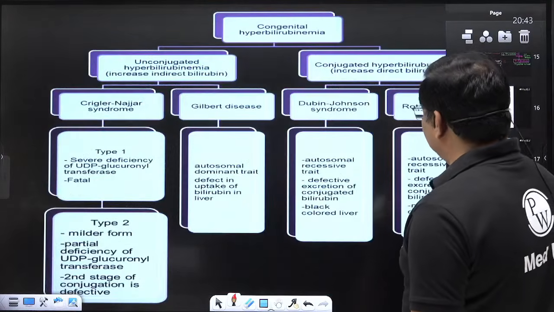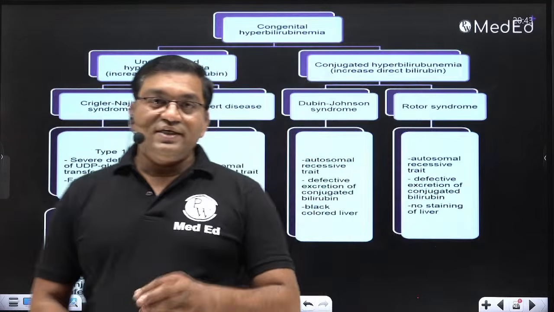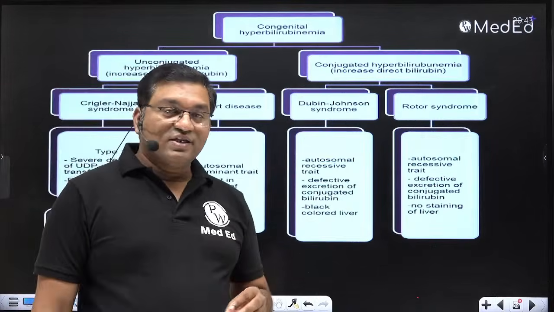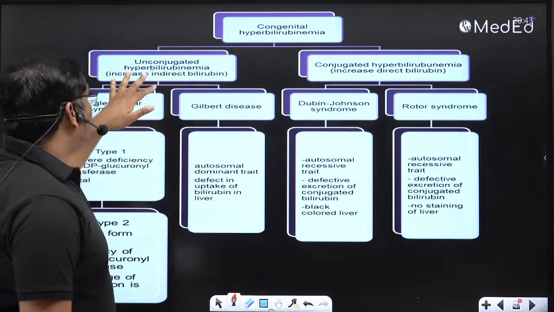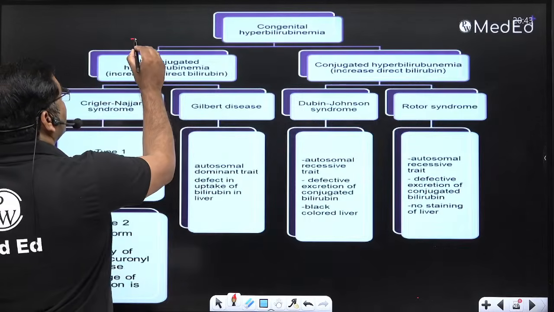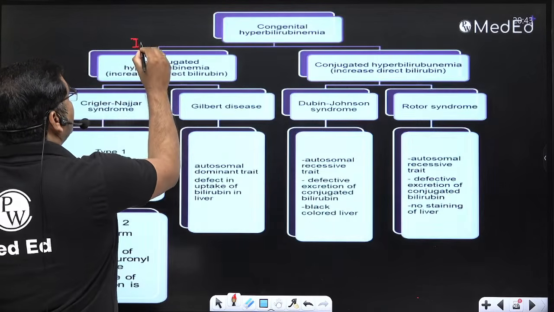See this. So congenital increase in the bilirubin level. There are two important conditions. In one, there is increase in the indirect bilirubin.